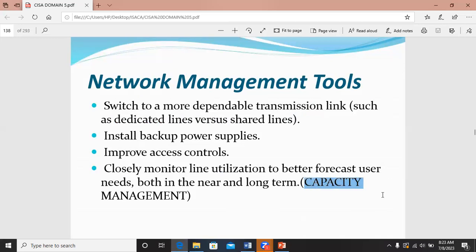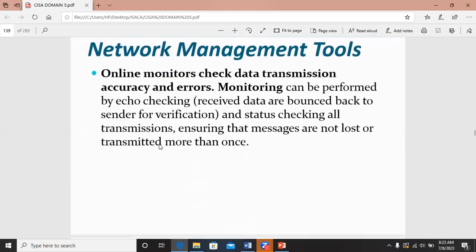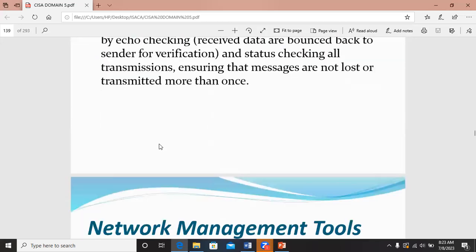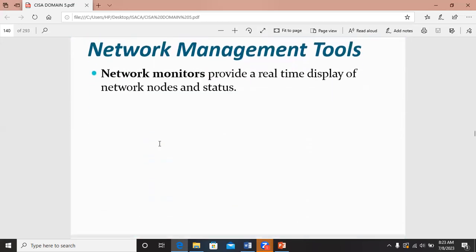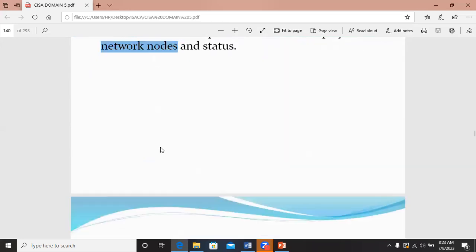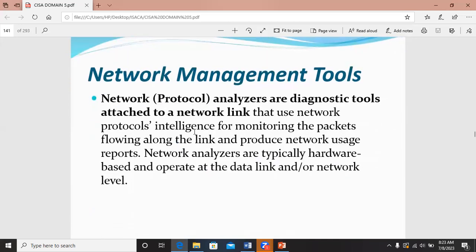I'm talking about capacity management, right? So monitor bandwidth usage, monitor storage usage, monitor license usage, and so on. All right, so use online monitors as much as possible so that you'll be able to know what is happening in the system. Network monitors provide a real-time display of network nodes. Network node is the machine, all right? The machines in the network, devices in the network, is what we call network nodes. Network protocol analyzers are also very important.